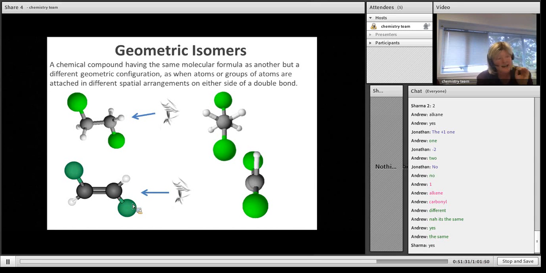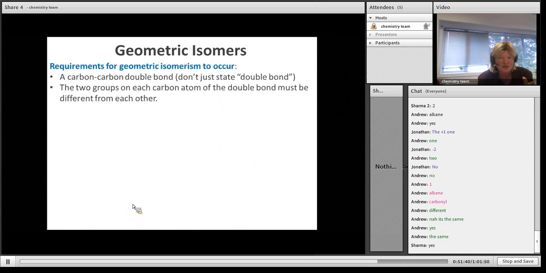Okay, it actually won't, because of that carbon double bond restricting the rotation, because I can't flip it back again. So what we need, for geometric isomers to occur, is that A must be different to B and C must be different to D.